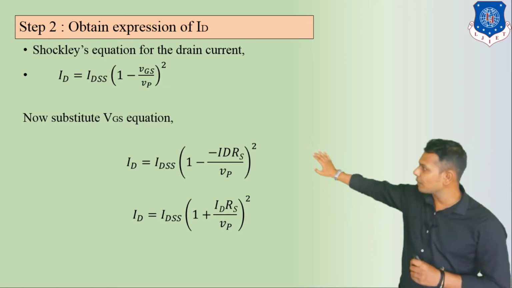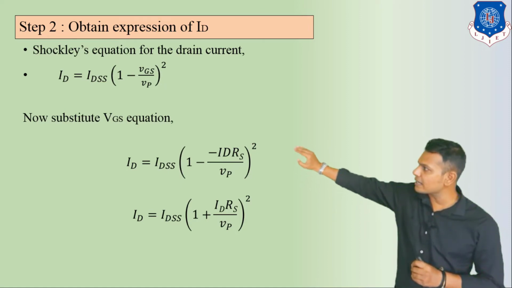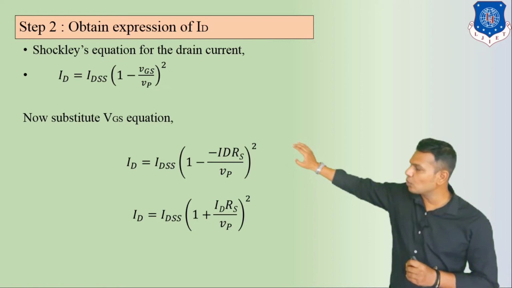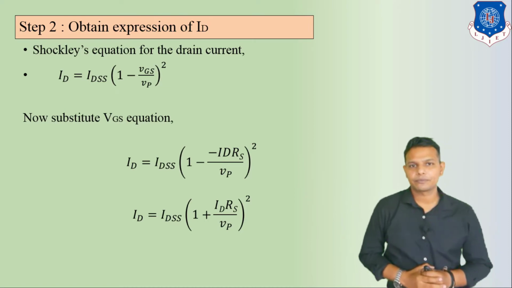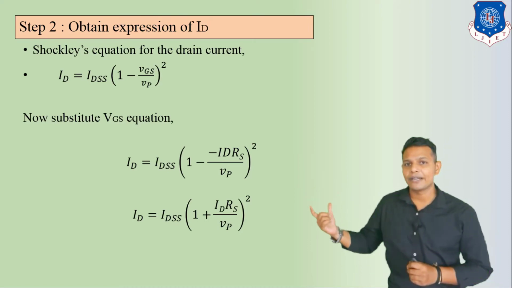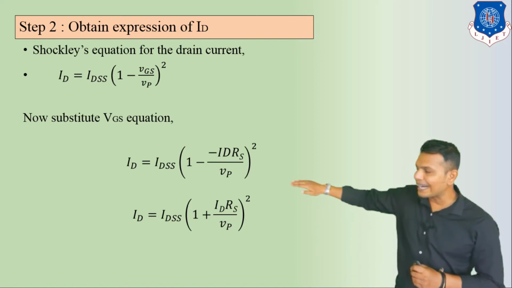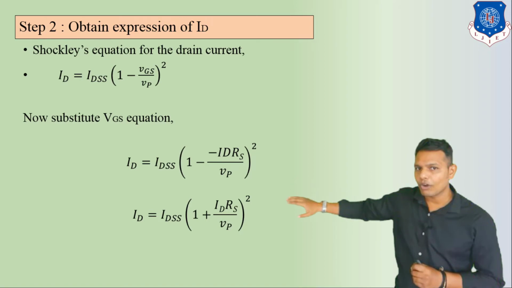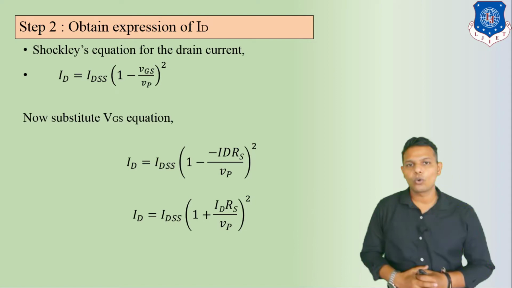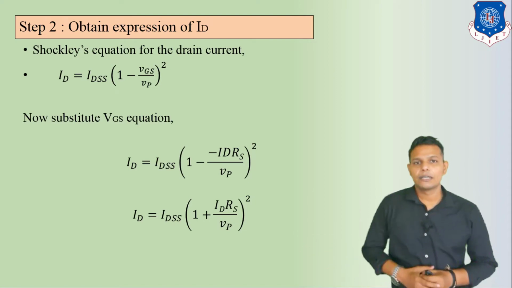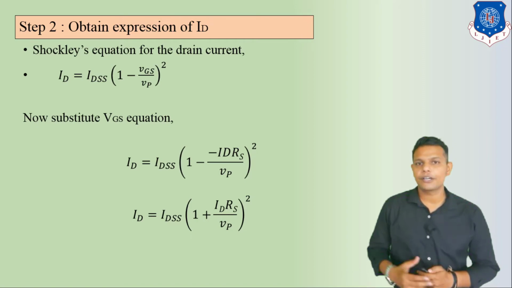So it becomes ID is equal to IDSS in bracket 1 minus ID into RS upon VP, bracket complete whole square. Now here minus minus becomes positive. So here ID is equal to IDSS in bracket 1 plus ID RS upon VP, bracket complete whole square. So this is the expression of ID, or we can say expression of drain current.